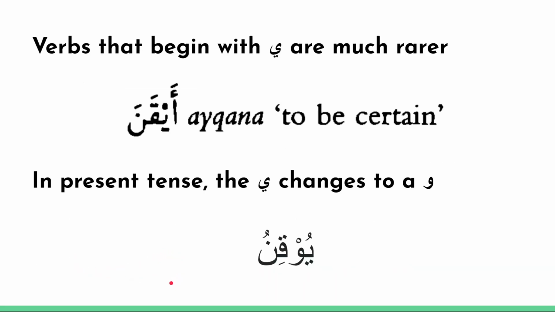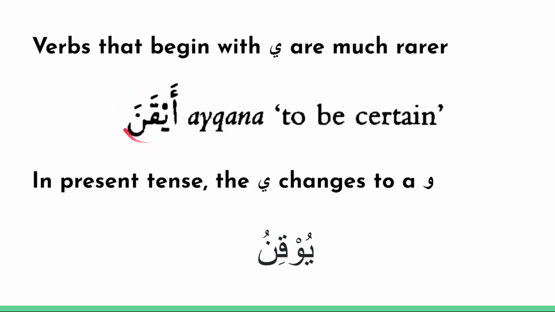Okay? We also said that we would look at verbs that begin with ya. Now, it turns out that in the Quran, these verbs are a lot rarer, so we're not going to go through the full set of rules. But I will give you just one example of a verb that appears quite often in the Quran, and that is the verb ayqana, which means to be certain. Okay, to be certain. So ayqana is the past tense. It means he was certain.